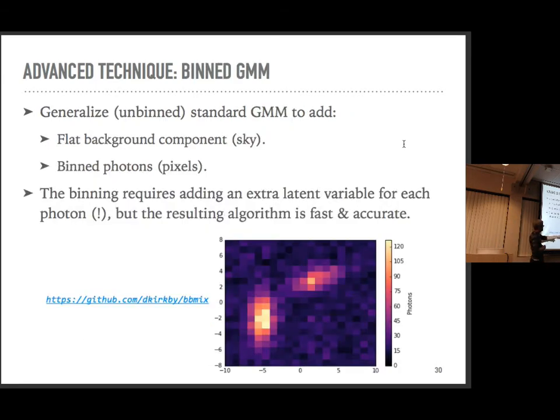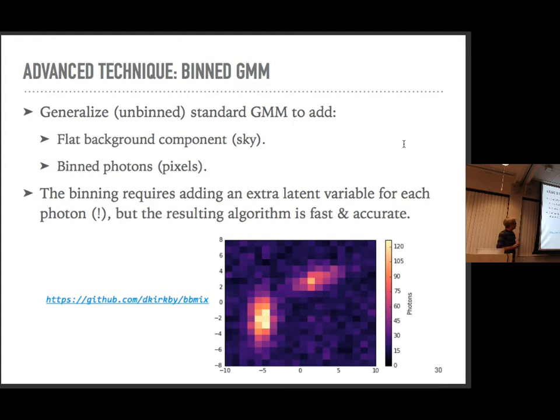And this is coming back to what I was talking about before, what I've been working on to try and use the EM algorithm to generalize it to work with data where you don't know where the individual pixels or photons are, you just know how many are in a pixel. So there are two issues. One is you have to be able to handle a flat background component, which is a non-Gaussian component. That's pretty straightforward. And then the harder thing is the binned photons. The trick is that you just need to add more latent variables.